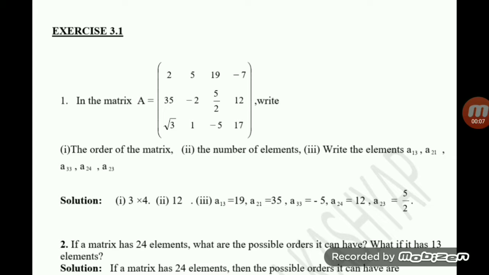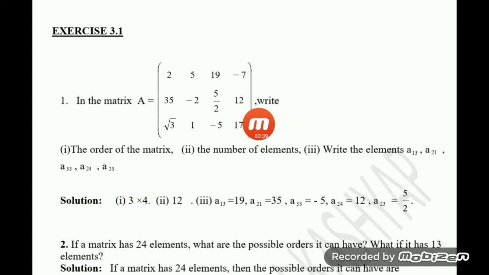Your first question is, in a matrix A, the first row is 2, 5, 19, minus 7; the second row is 35, minus 2, 5 by 2, 12; the third row is root 3, 1, minus 5, 17. Write number 1, the order of the matrix. Number 2, the number of elements. Then number 3, write the elements a13, a21, a33, a24 and a23. Hope you understand the question.